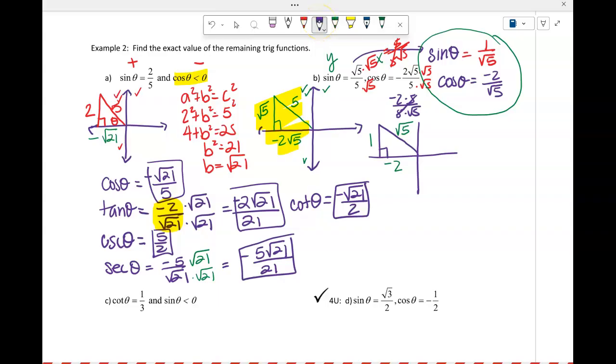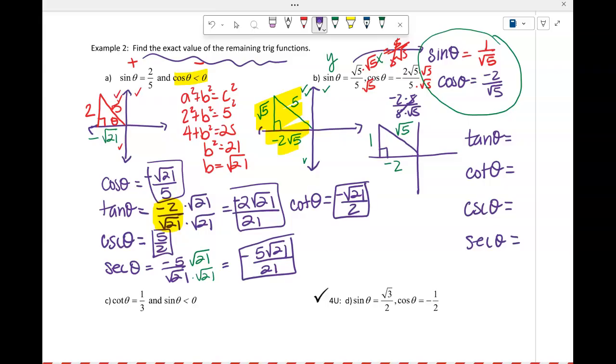Right, it says here, find the exact value of the remaining trig. So they gave us sine, they gave us cosine. Currently, we just need tangent of theta, cotangent of theta, and then we need the reciprocal of sine, which is cosecant of theta, and then secant of theta, okay? Cosecant and secant, guys, we could just find pretty easily.